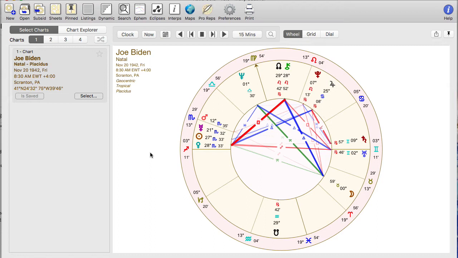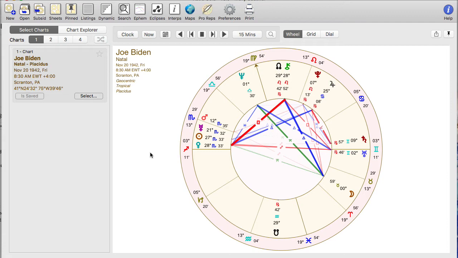For example, the first example I have up is Joe Biden here. I think we all know who Joe Biden is. At this time he's about a week away from being elected president of the United States, we think. So let's look at his houses and see what's going on. It's a really interesting chart because there's a lot of stuff in the 12th house.